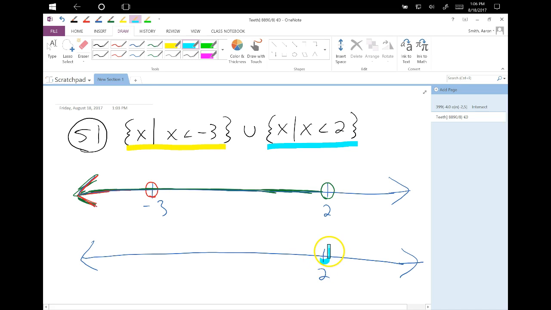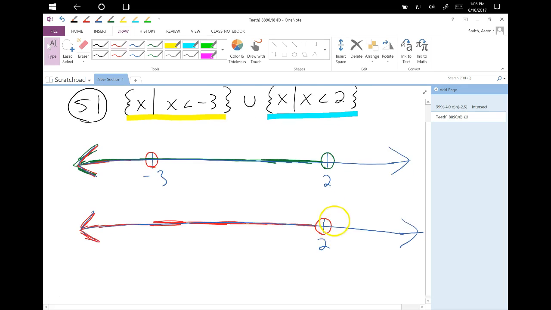So when I graph this one, in a different color, it's just going to be this and everything to the left. Remember, the intersection is where they overlap. The union is where you put them together, where you kind of add the two together. And that negative 3 gets filled in, even though it was an open circle. When I look at the union, the second set, the x less than 2, fills in that circle. And so that's what it looks like.